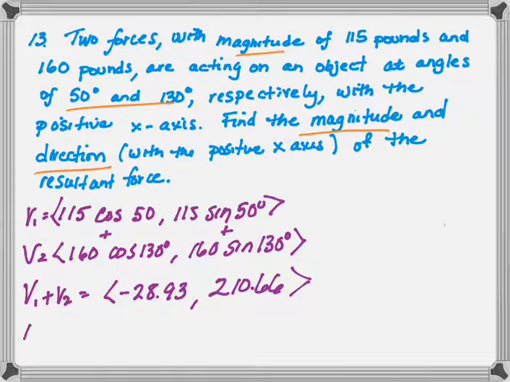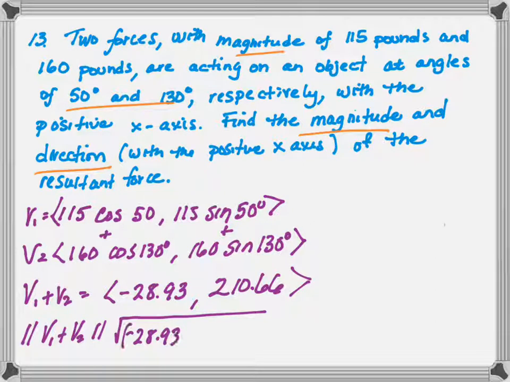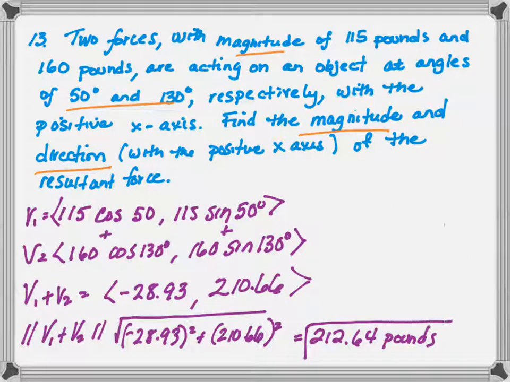So the magnitude of V1 plus V2 is the square root of negative 28.93 quantity squared plus 210.66 quantity squared. All right, and when you do that, you should get 212.64 pounds. So there's the first part. There is the resultant magnitude right here.